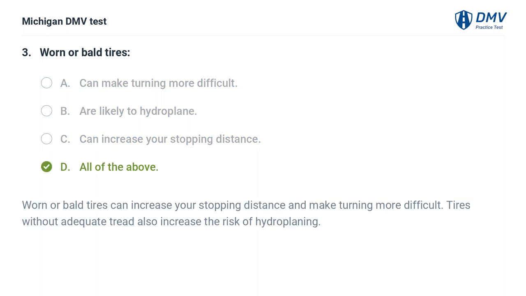D. All of the above. Worn or bald tires can increase your stopping distance and make turning more difficult. Tires without adequate tread also increase the risk of hydroplaning.